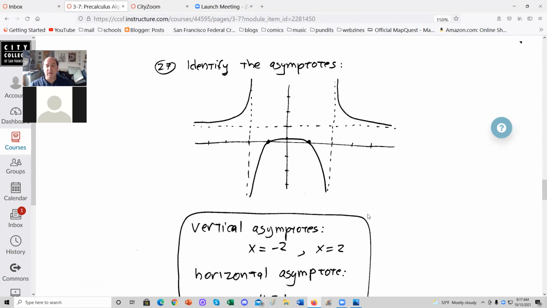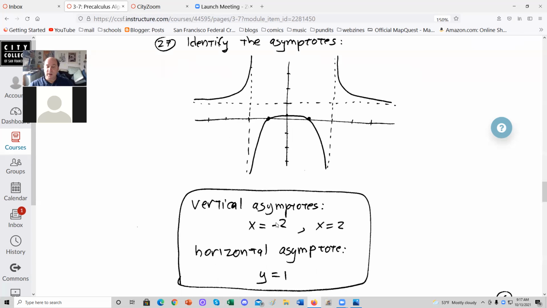Now here we have a visual thing, identify the asymptotes. The vertical asymptote is here when x is negative 2, and here when x is positive 2. The horizontal asymptote is this here at y equals 1.